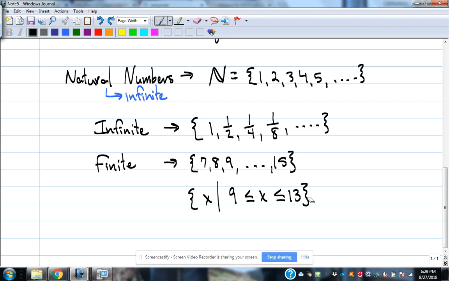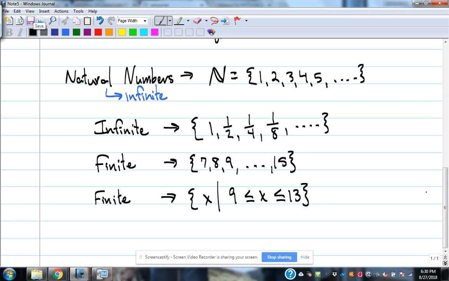So let's go back to that basic definition of finite. Does it have a starting spot and an ending spot? Yes. So this would be a finite set. If you can get that idea that finite has a starting and ending, we can find all the pieces in between and count them up. That's the idea.